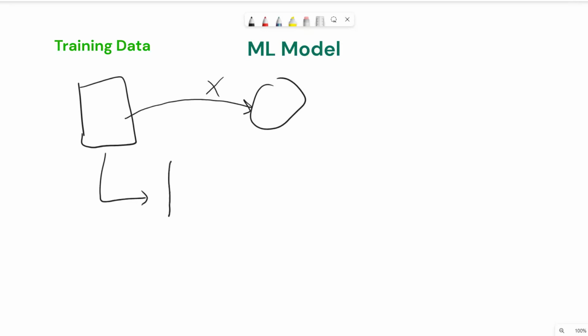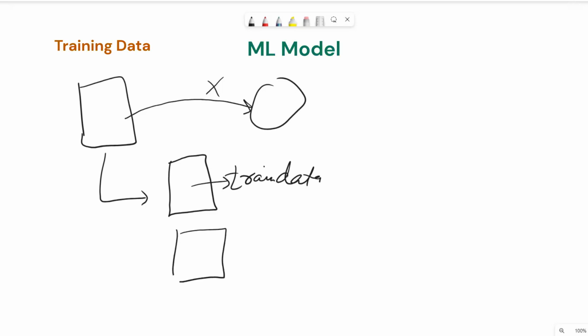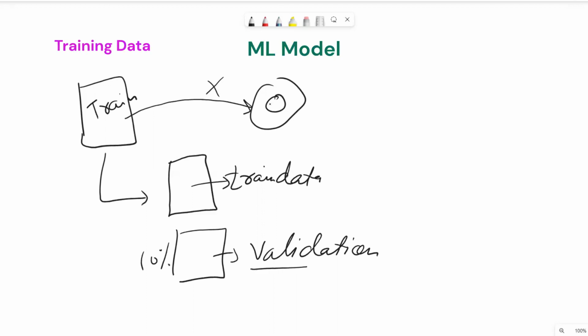Those 2 parts, guys, are known as the training part, the actual training data, and the other part, which is known as validation data. So remember, this is your training data. You send it to the model for training purposes. But during the training phase, automatically some part of the data, around 10% of the training data, is kept for validation, and that is known as your validation set. The remaining 90% of the training data goes for training.